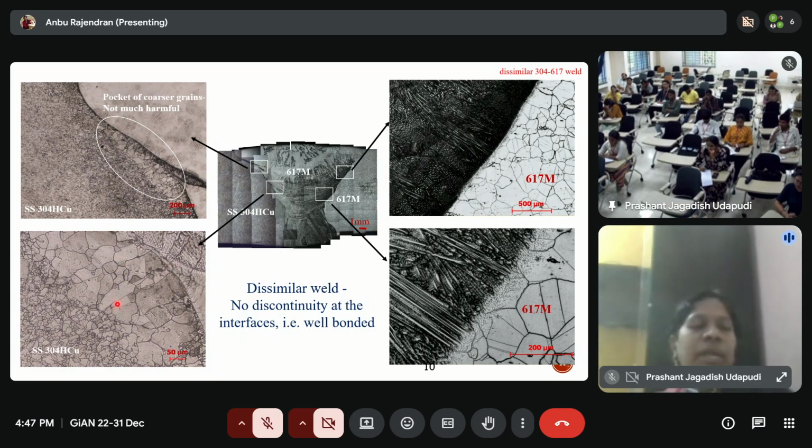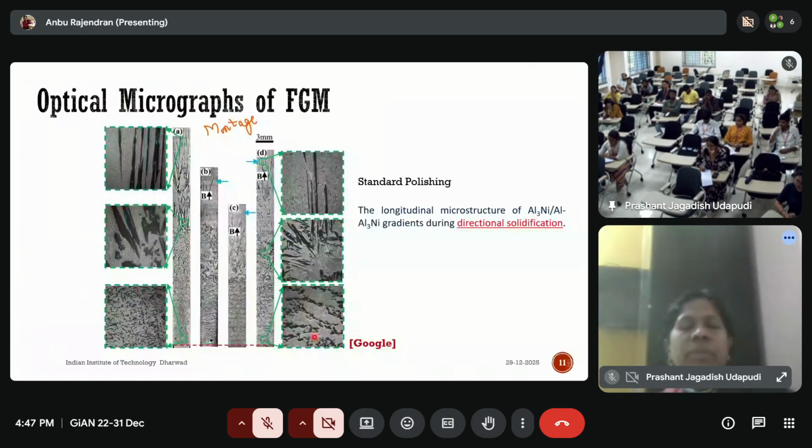Coarser grains you can find in the heat affected zone. Okay, so this is another image taken from the functionally graded aluminum Al3Ni gradient, directional solidification cast alloy product. You can see the intermetallics morphology variation from bottom to top due to the directional solidification. So the gradient structure can be captured by the optical microscope.